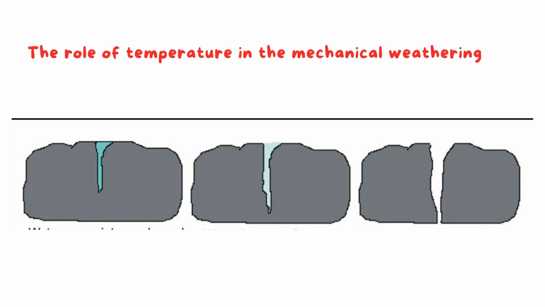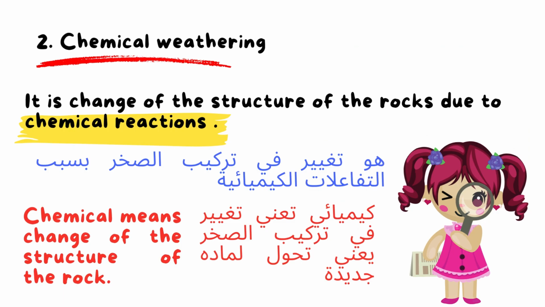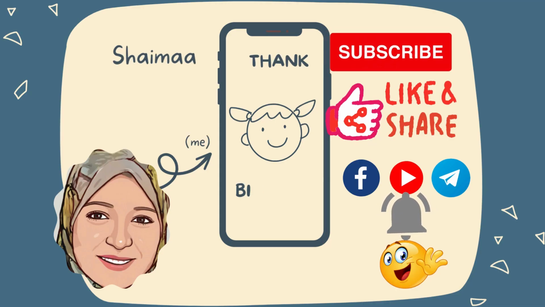Now, we talked about the first type of weathering, which is mechanical weathering, the breaking down of rocks due to physical factors. And physical factors are like what? Like wind, water, plant roots, and temperature. There is another type of weathering called chemical weathering. We will talk about it in the next video.